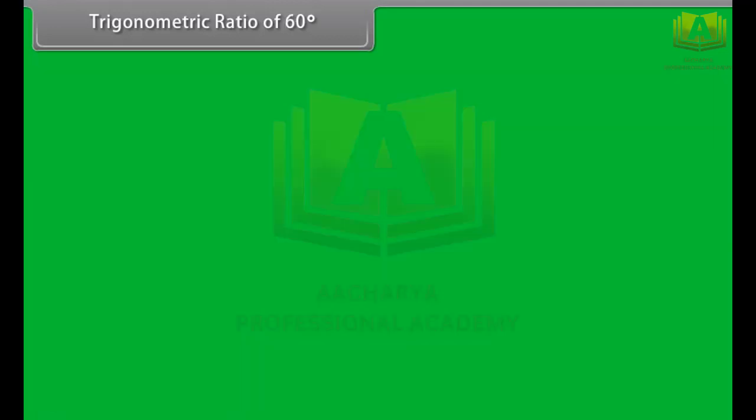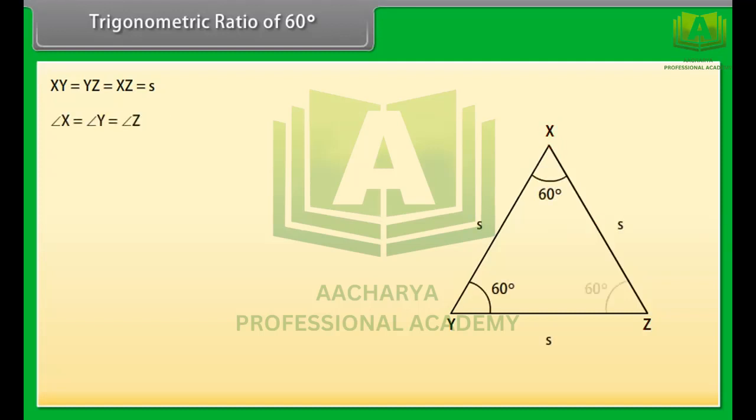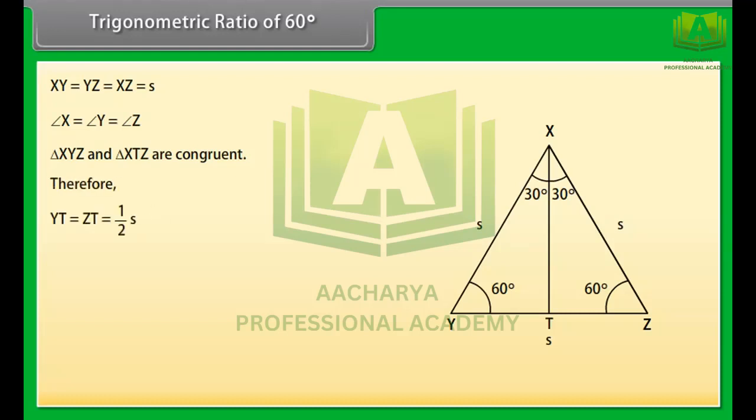Trigonometric ratio of 60 degrees. Consider the same equilateral triangle XYZ. Recall that XY is equal to YZ, which equals XZ, which is equal to S. Angle X is equal to angle Y equals angle Z. XT is a perpendicular from vertex X, which intersects side YZ at T. Triangles XYZ and XTZ are congruent. Therefore, YT is equal to ZT equals 1 upon 2 S.